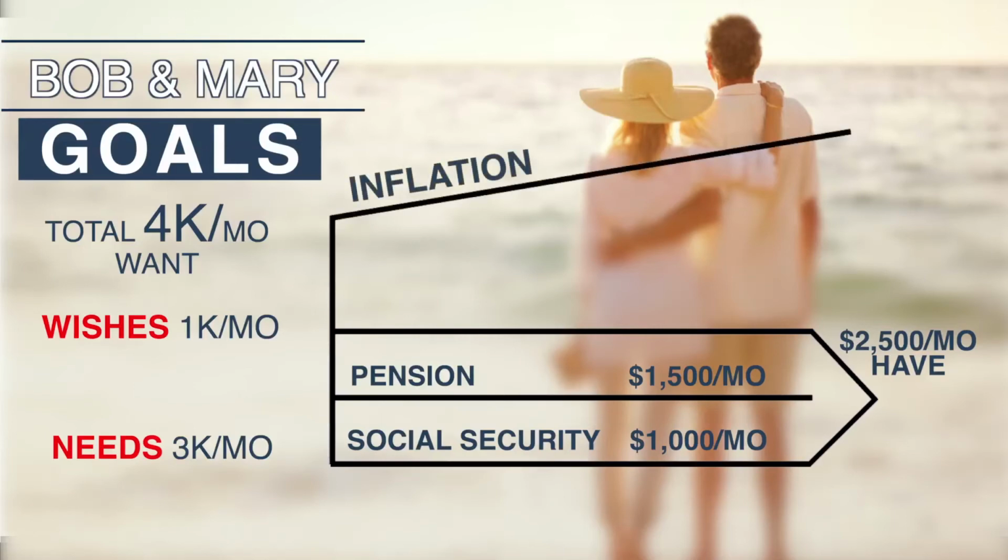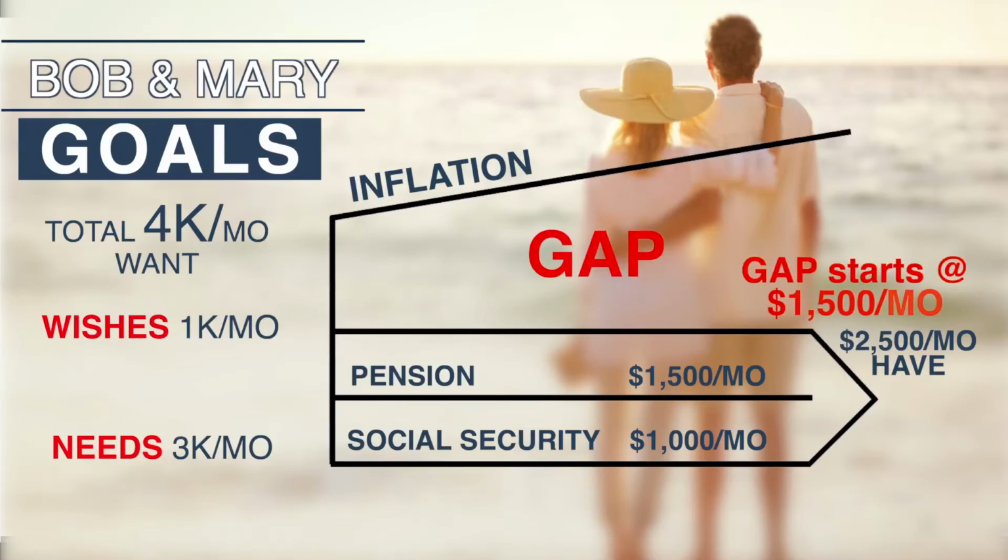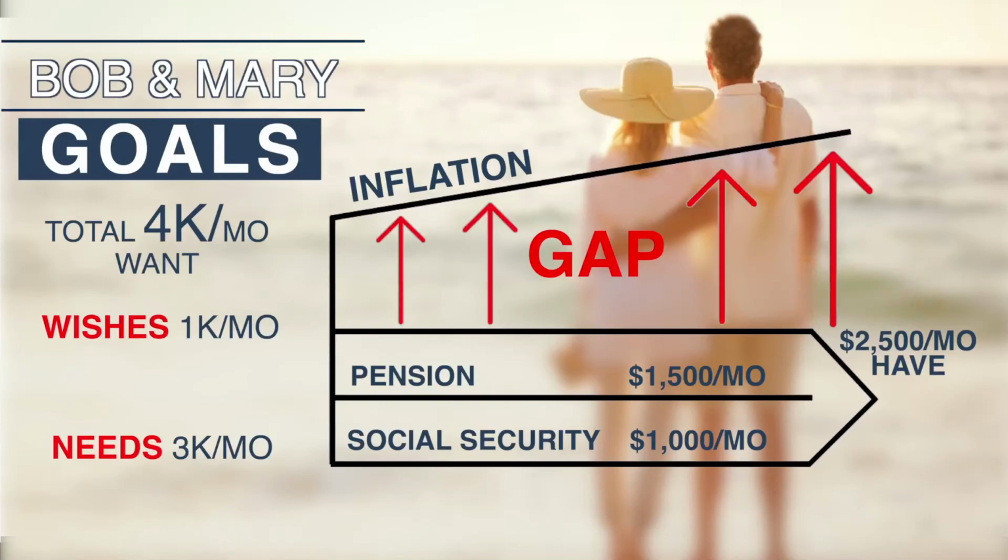There's one thing called inflation. Inflation is simply just understanding that food, gas, cars, groceries are going to be more expensive in the future because things are going to cost more. So although right now we want $4,000, $2,500 a month is coming in, this space in the middle is what we call a gap. We know that the gap starts at $1,500 a month, which is the difference between the $4,000 and the $2,500. But with inflation, we know that this gap is going to get larger as time goes on. So how do we handle this?